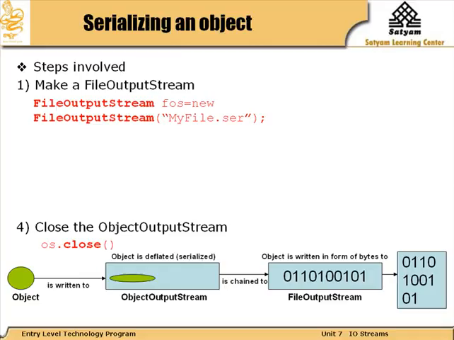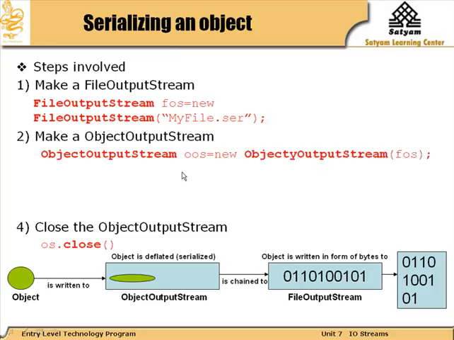Steps involved in serialization. Step 1. Make an object of the destination stream, such as buffered, piped, socket, and so on. For example, here I am using a file output stream. Then step 2. Make an object of object output stream which would wrap the destination stream. In this example, it is FOS, an object of file output stream.